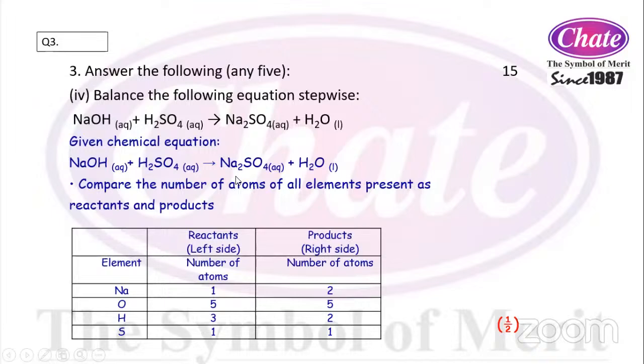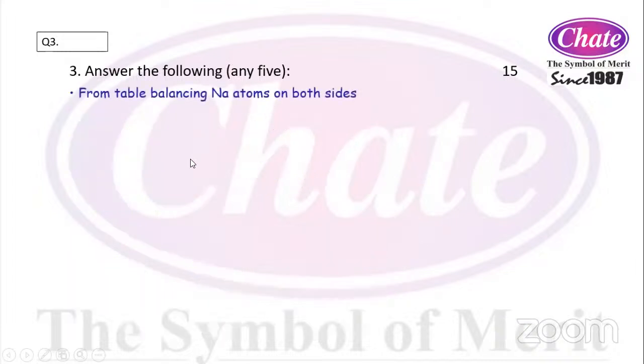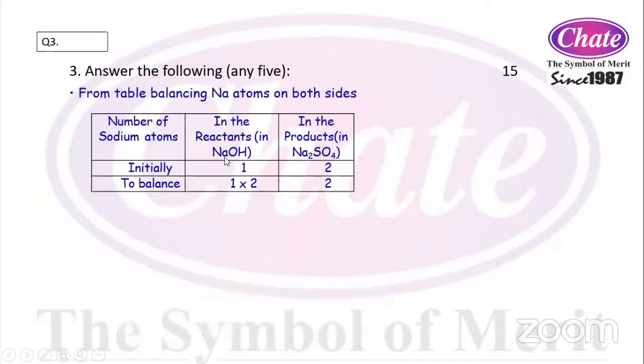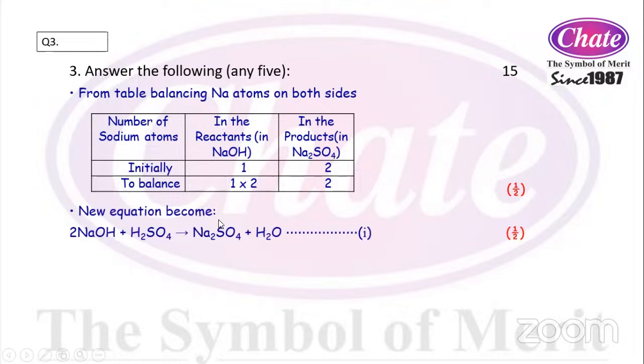It is easy to balance the sodium first. So to balance sodium, what do we have to do? From the table, we can say that in the reactant it was NaOH and in the product it was Na2SO4. That is why in the product the number of sodium atoms was 2. So to balance, we have to multiply NaOH by 2. In this way, we are going to write down the new equation. After this table, you will get the mark, and you can write down the new equation.